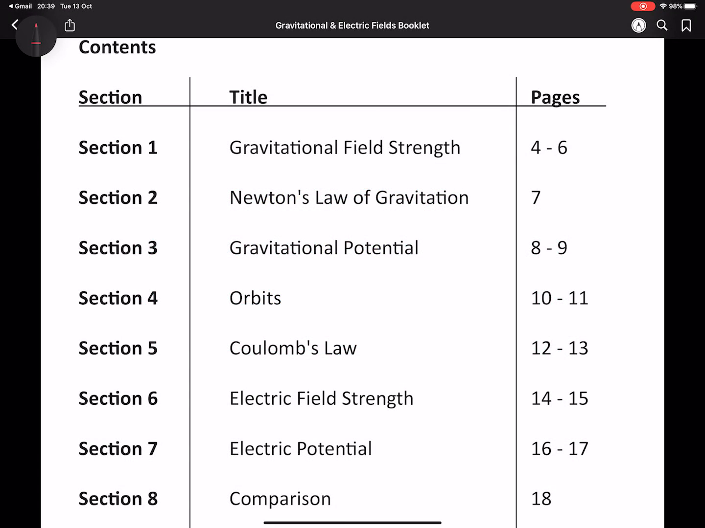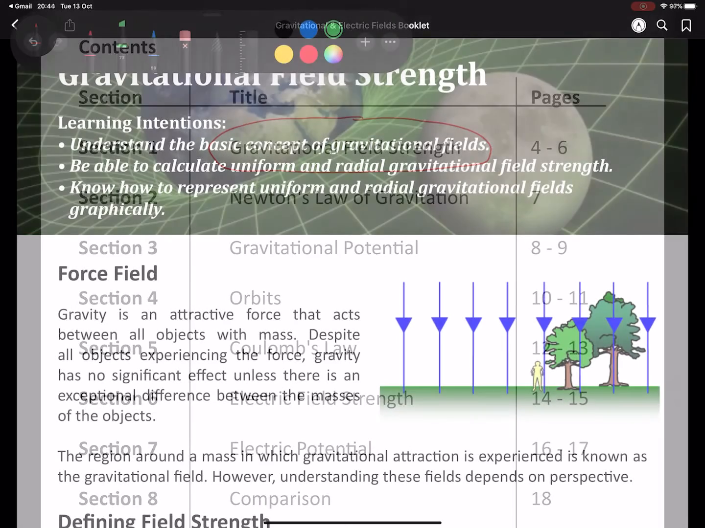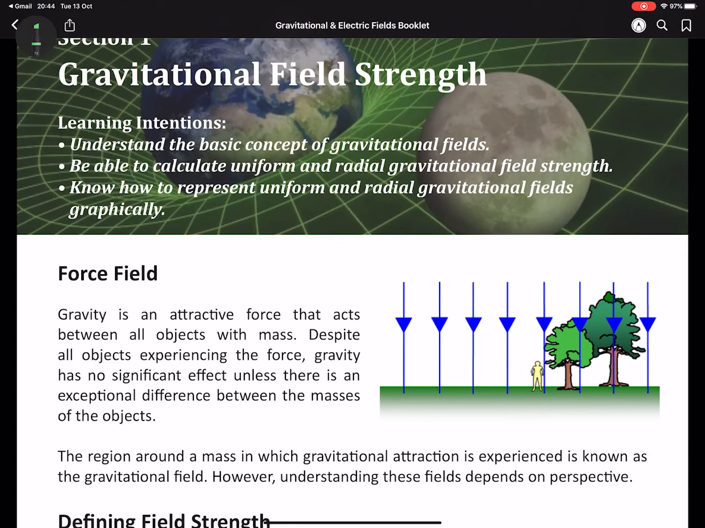In this video, we'll be looking at the first section of the field theory topic, focused on gravitational field strength. Now, when dealing with gravity, we are dealing with an invisible force field, a field that causes force-based effects on objects of the relevant property. So for gravitational fields, we're talking about an attractive force that affects objects with mass.